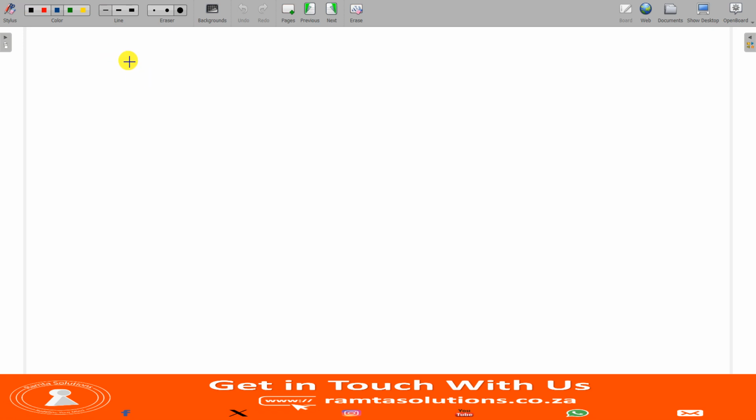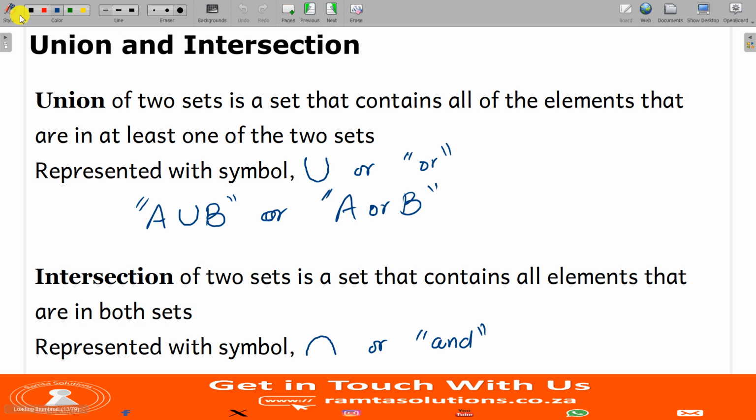We say A cap B, or we say A and B, like this. Let me put them in quotation marks so I separate them from the others. This is how you represent your intersection. Remember, with an intersection, it must be in both sets, and with a union, in at least one of the two sets.